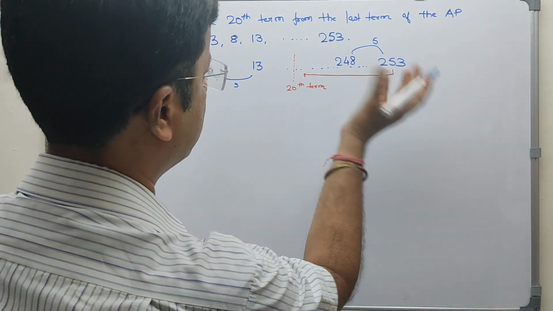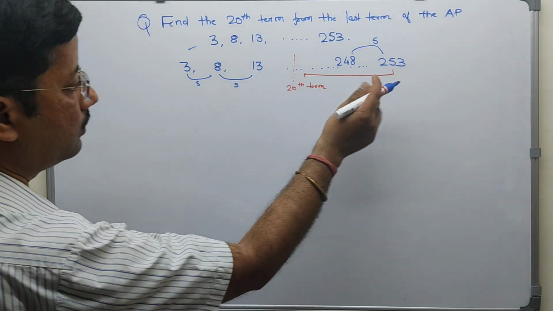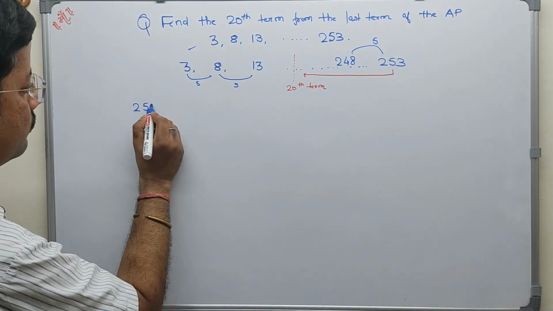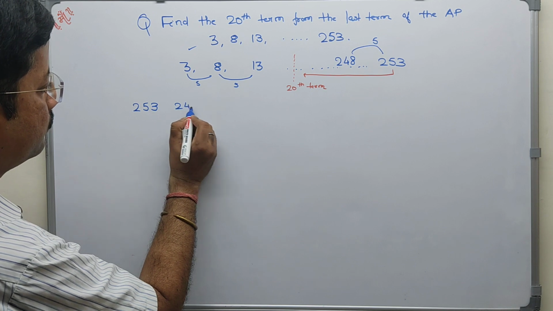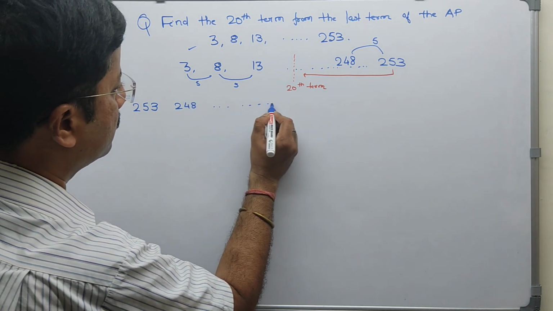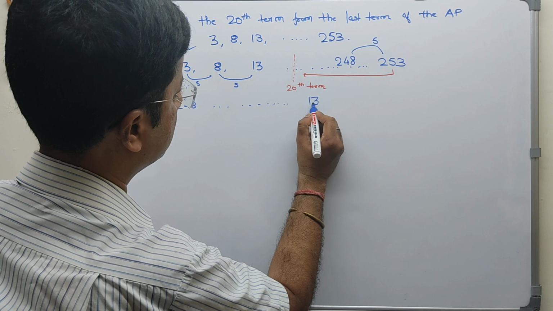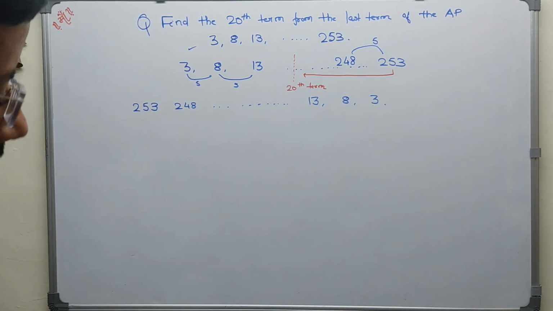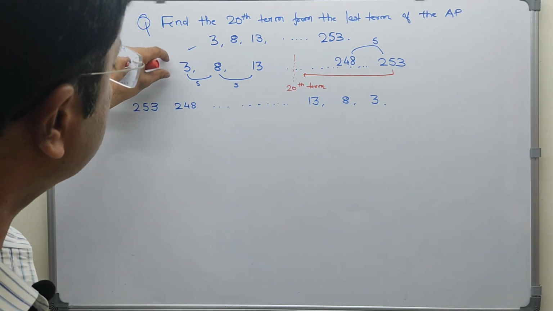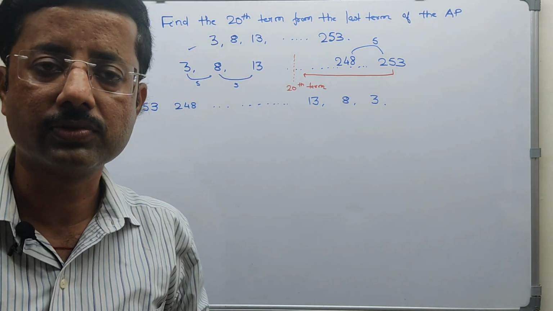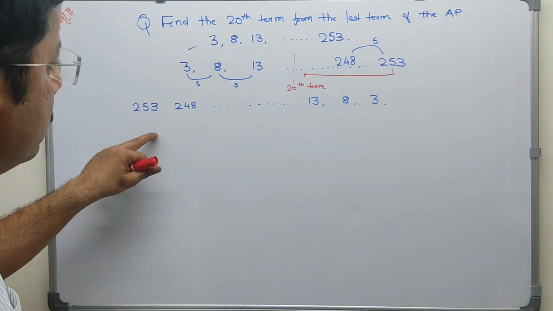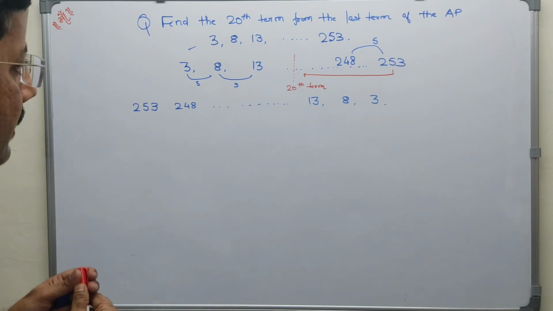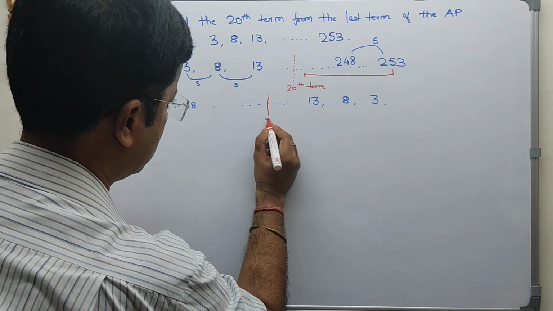Now do one thing, write the whole series in the reverse order, because we have to find the 28th term from the last term. So we have the series 253, 248, and dot dot dot, then 13, then 8, then 3. We have just written the series in the reverse order. Why? Because we need to find the 28th term from the last term. It's very easy then. We have to find the 28th term.